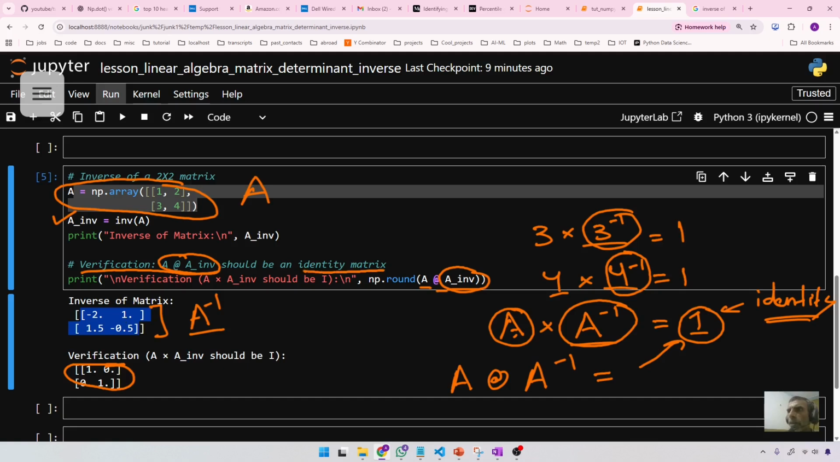So we know that this is the correct answer, because when I multiply A by A inverse, I get my identity matrix right here. This is this matrix right here.